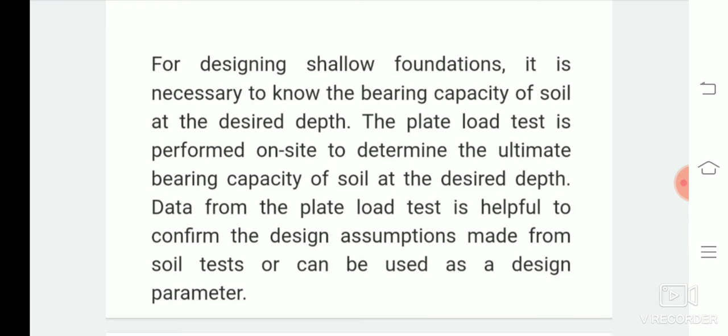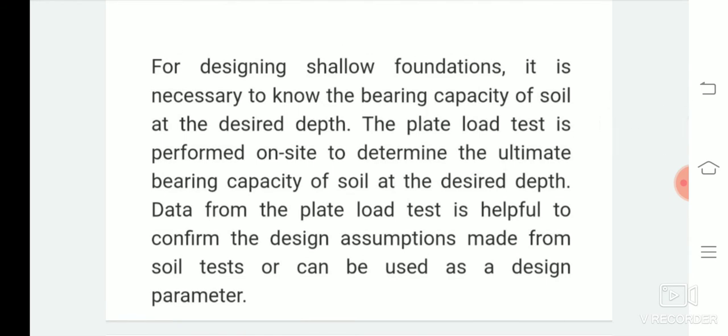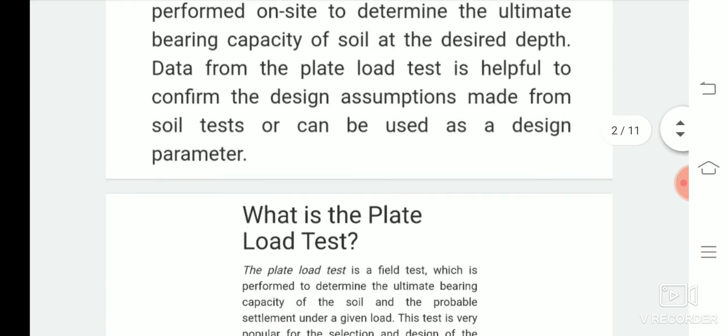So when we design a shallow foundation, it is very much necessary to know the bearing capacity of the soil at a particular desired depth. So this plate load test is performed at the site to determine the ultimate bearing capacity at a desired depth. The data collected from the plate load test is helpful to confirm the design assumptions made from the soil test and it is used as a design parameter.